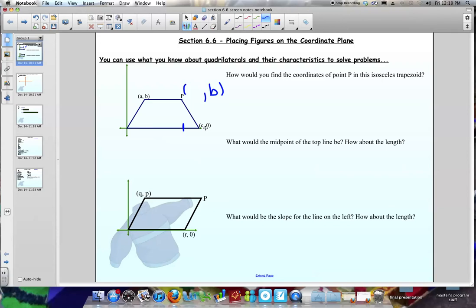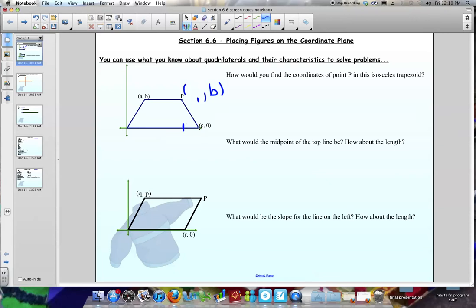It's not C units, C is further. We have to figure out what the distance here would be. It would be the same as the distance, if I brought C up, it would be the same as this distance. Well, how much is this distance in an isosceles trapezoid? It would have to be the same as this distance over here. What is this distance over here? This distance is A units over.